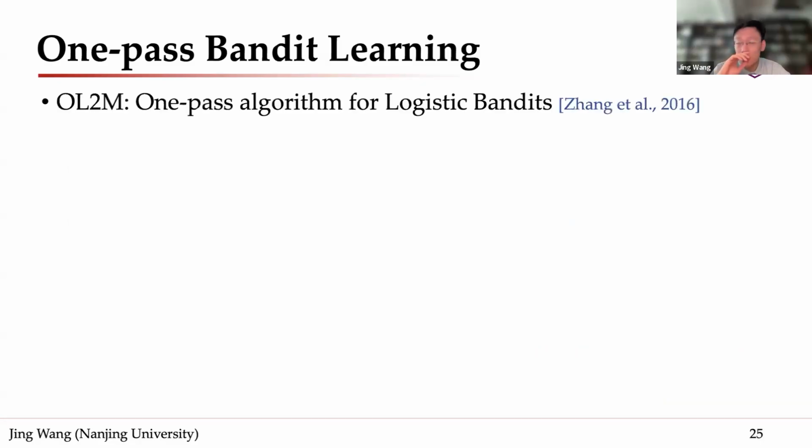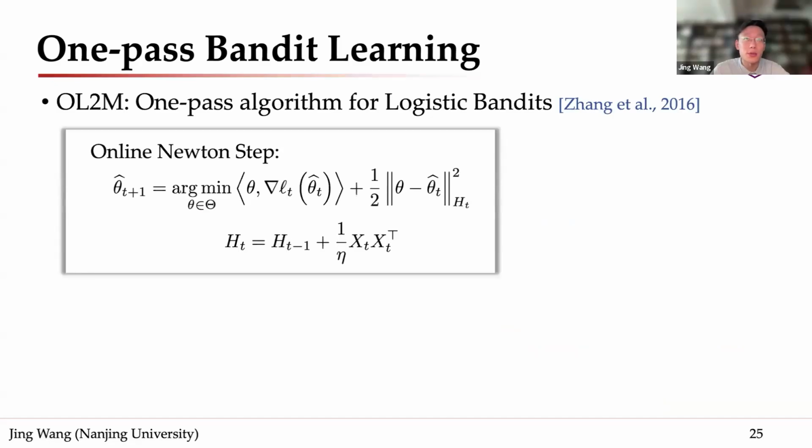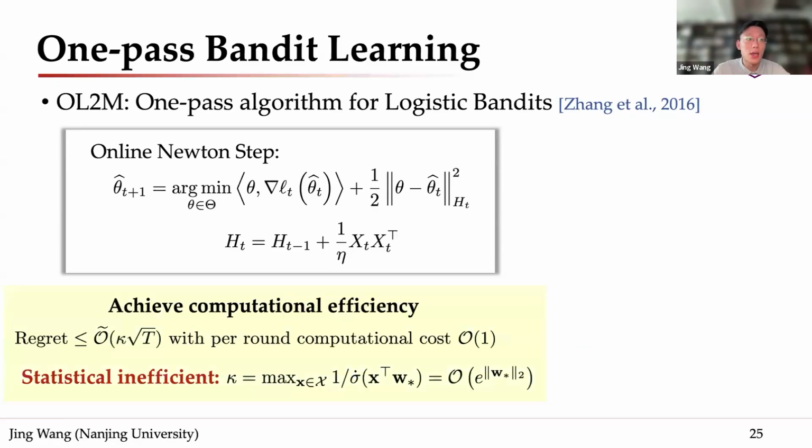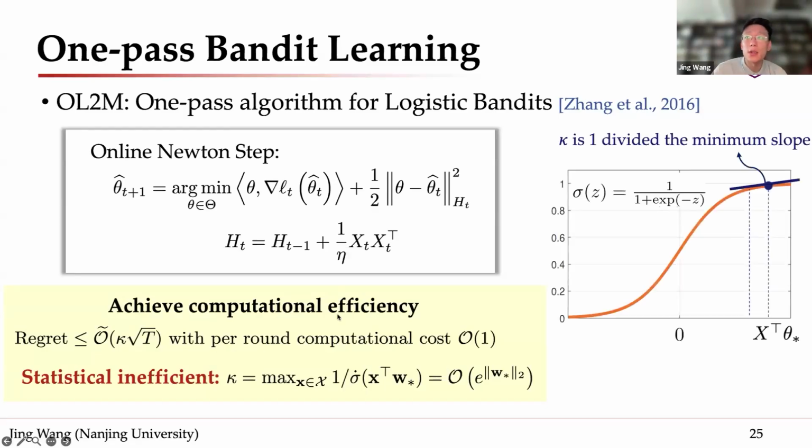And in 2016, an algorithm called OL2M was proposed. This is the first one-pass algorithm for a special case of GLB called logistic bandits. It uses online Newton step to estimate the parameter, and it can still achieve kappa times square root T regret, but directly improves the computational cost to O(1). But notice that kappa times square root T is not the optimal regret, since the kappa here can be extremely large.